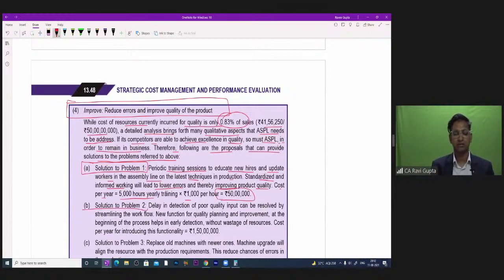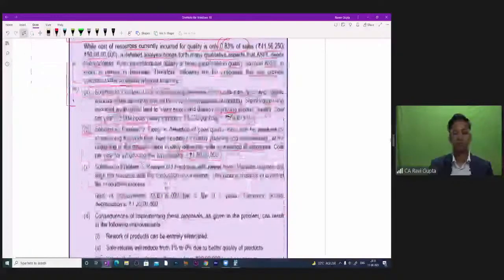Solution to problem number 2: delay in detection of poor quality input can be resolved by streamlining the workflow. New functions, quality planning and improvement at the beginning of the process, help in early detection without wasting resources. Cost per year of introducing this functionality is 1 crore 50 lakh rupees.